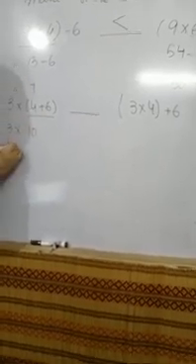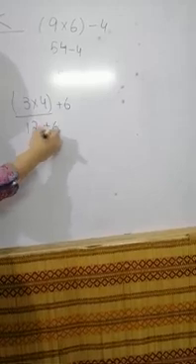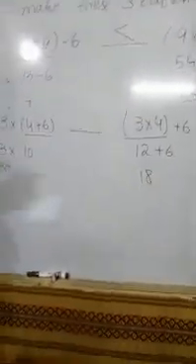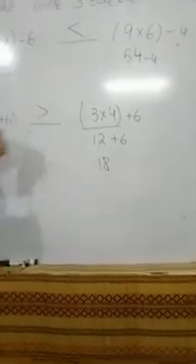It is written in the bracket, so we solve it first. This will be 30. And here we solve the bracket first, which is 12 plus 6, and this is equals to 18. So our left hand side is greater than our right hand side.